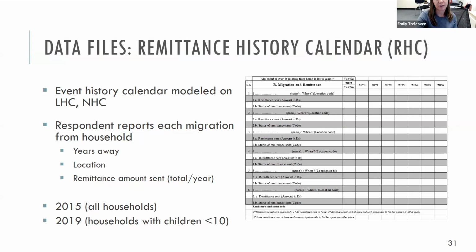And in this calendar for the set of years, so in 2015, respondents provided information on each year, 2006 to 2015. And the respondent reported each migrant from the household and then reported which years that migrant was away, their location, and then the remittance amount that they sent back. And that was in total for each year that that person was away. So it's reported at the migrant year level, which could then be summed to provide total remittance income for each household in each year if a household sent more than one migrant.